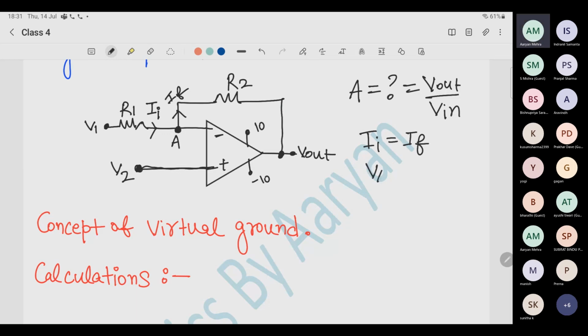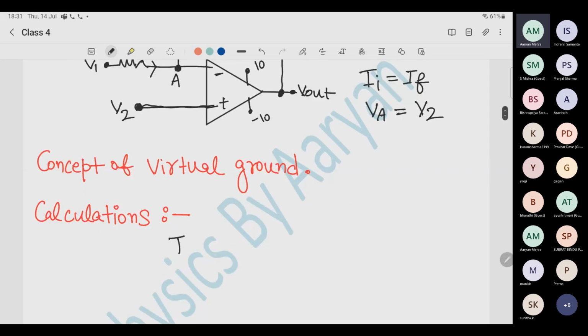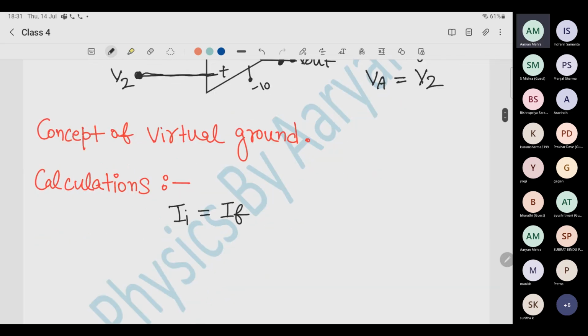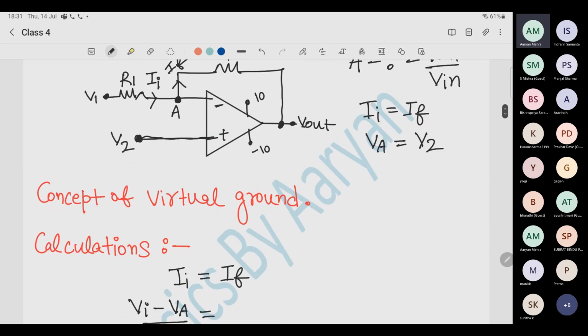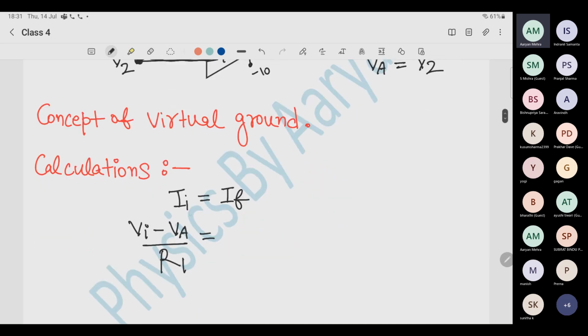The second thing which we mentioned here is VA is equal to V2. If we have these two things, then we have our calculations all done. So let's use the fact that II is equal to IF. So what is II? Carefully see this. Have I written it right? V1 minus VA divided by R1 will be II.